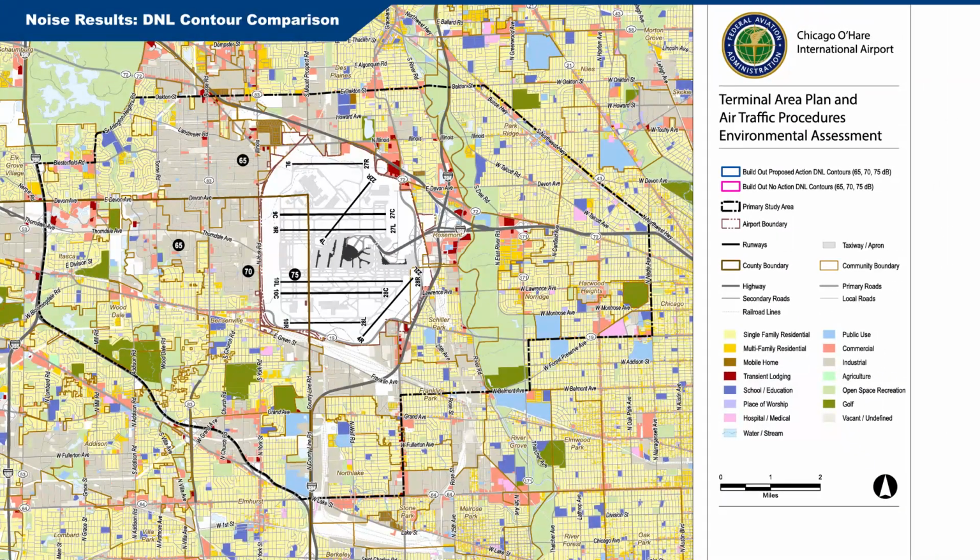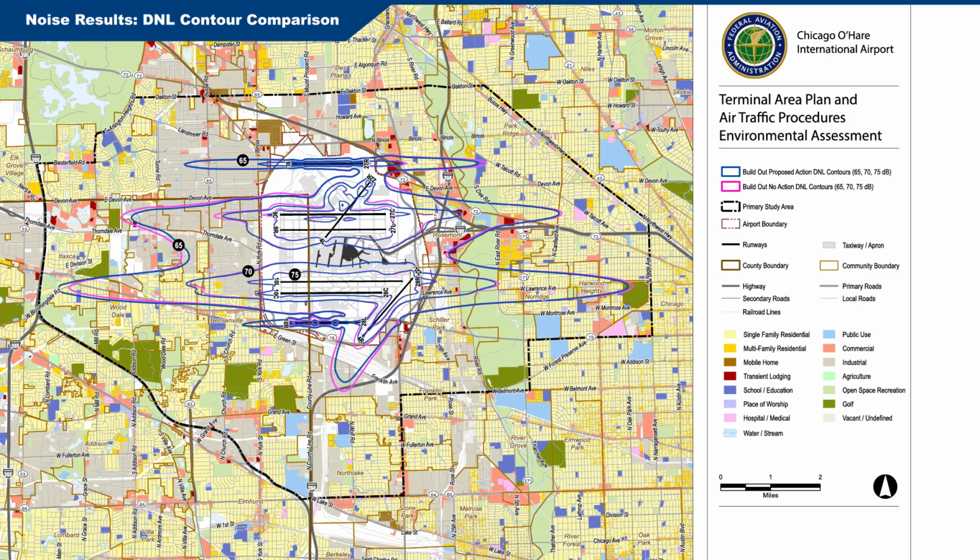Exhibit 5.5-23 of the draft EA provides a comparison of the 65 DNL, 70 DNL, and 75 DNL under the proposed action and no action alternatives. The pink line on the map shows the DNL contours with no action. The blue line on the map shows the DNL contour map for the proposed action. In addition to the DNL contours, the exhibit shows existing land uses, the noise analysis primary study area, airport boundary, runways, and taxiways.